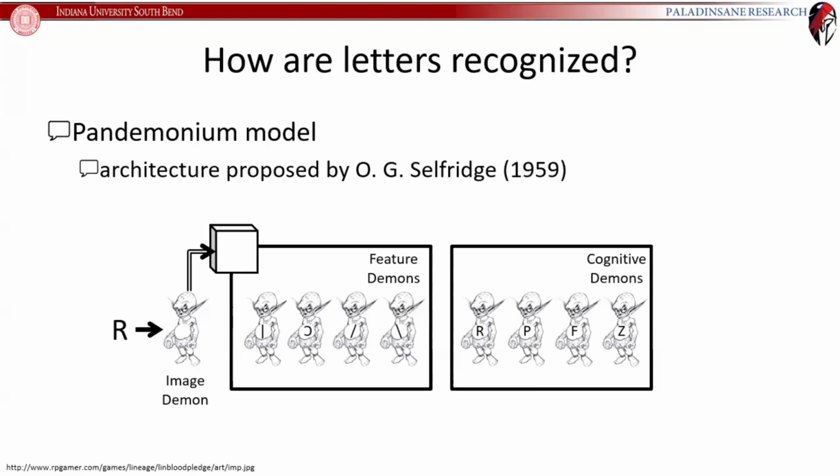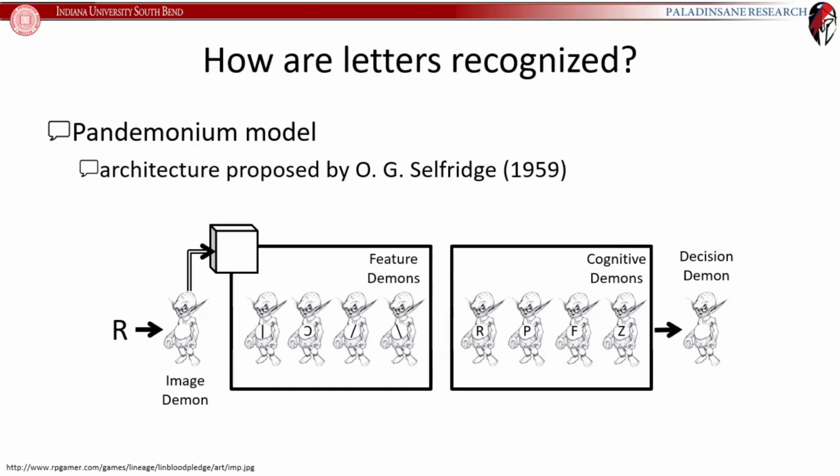In this case, we're going to keep the model simple. We're not doing all 26 letters. We only have the R, P, F, and Z, the ones that we established computationally that we can understand. And then finally, they send information out to a decision daemon. And these are the basic components of this model.